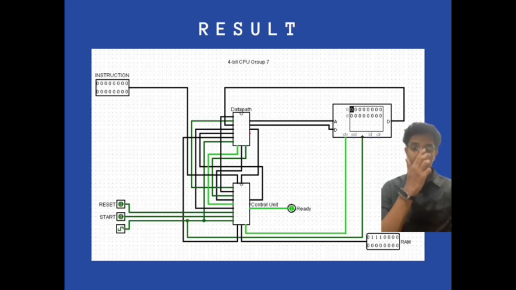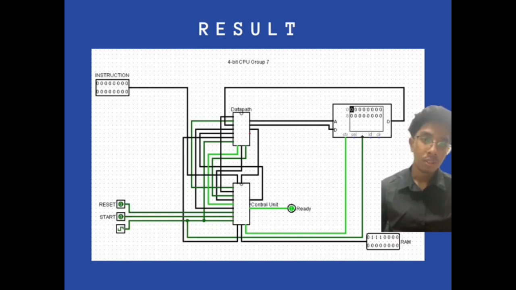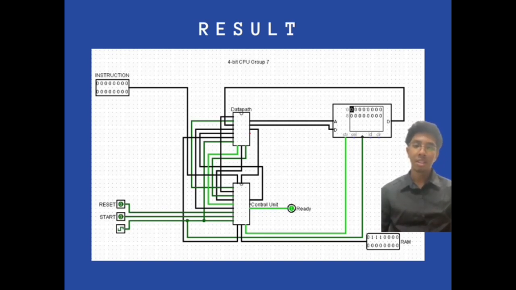As for the result, this is the full build of the 4-bit CPU. As we can see, with the instruction, reset, start, and clock as the input, and we have data path and control unit, and we got ROM and the ready and RAM for the output. But unfortunately, the result applied is not correct, and we didn't manage to find the error. And we are also trying to fix the circuit as soon as possible.